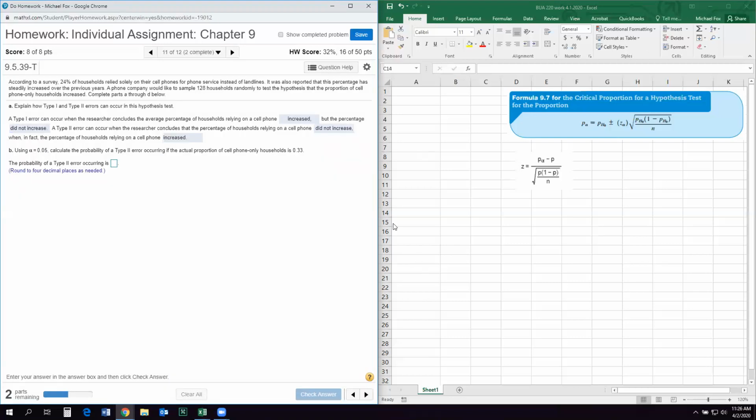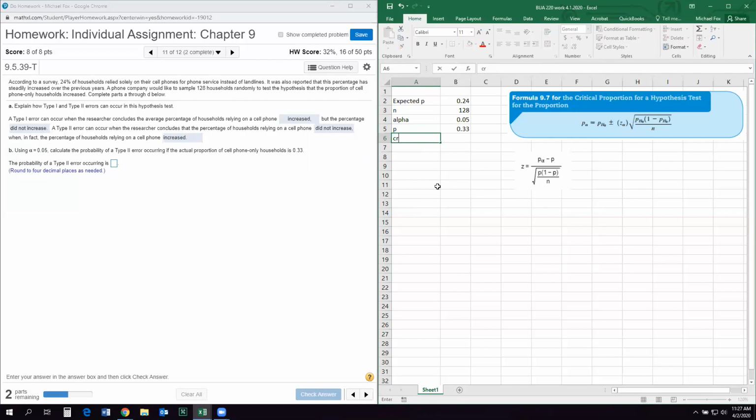All right, so now to create our calculator, we'll always start with the information that we know. Our expected proportion is this one right here, what the survey people think it is, so 24%. Our N is the sample size of the survey, which is 128. Our alpha, which is given to us right here, is 0.05, and then our actual P, our actual proportion, is 0.33. That's all the given information.